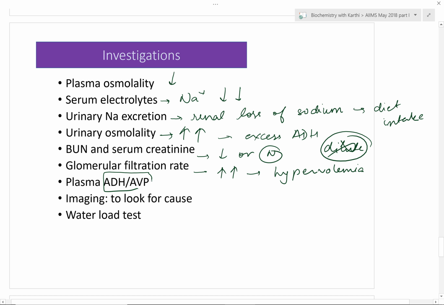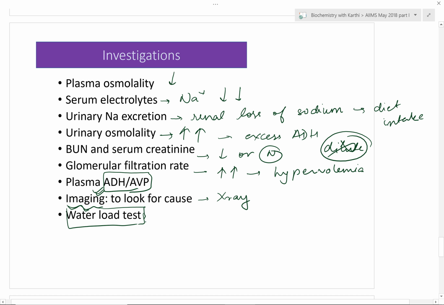Plasma ADH or AVP can be measured, but they are not used very frequently. You can do various sorts of imaging to look for the cause. You can do X-rays to look for any pulmonary lesions. Okay. One important test is a water load test.